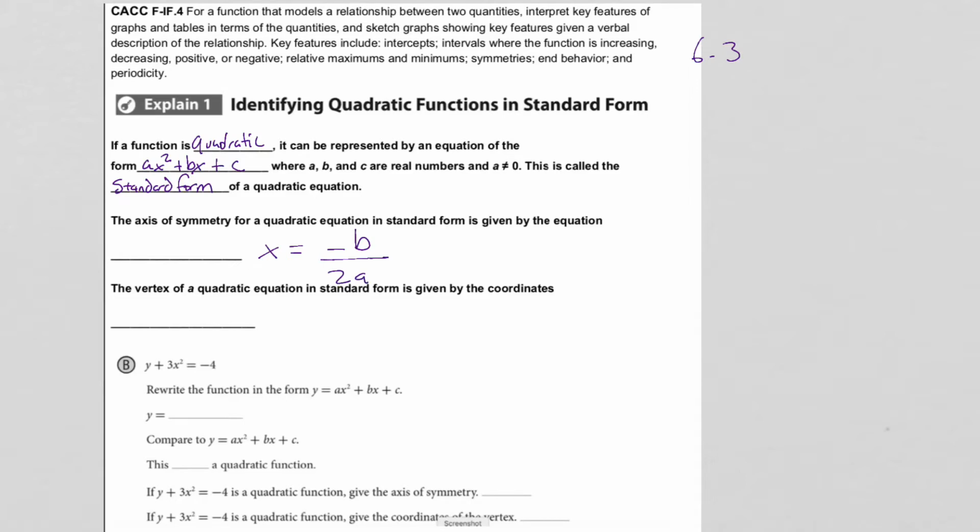And the vertex of the quadratic equation in standard form is given by this. Essentially, whatever negative b over 2a is, comma, whatever f of negative b over 2a is. That part's going to be confusing for a lot of you, but we're going to take a look at some examples, so try not to freak out, and it's all going to be okay.